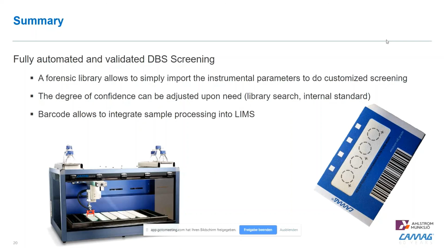What you can do with our instrument is fully automated and validated DBS screening based on your approach. You can have a forensic library which allows you to get additional confirmation, and the degree of confidence which you want to have in your screening method can be adjusted upon your need. Furthermore, the barcode on the filter paper card allows you to integrate the sample processing into your laboratory information system, so you could fully automate all the processes, starting from the receipt of the sample.